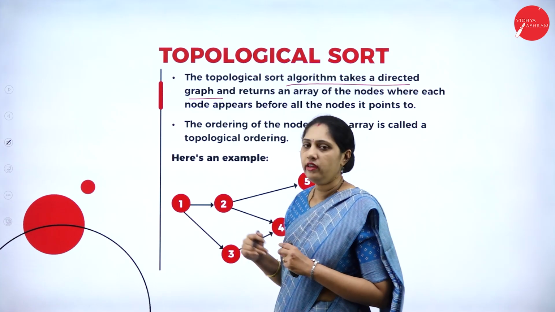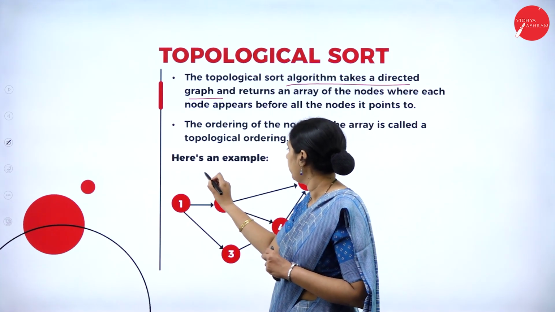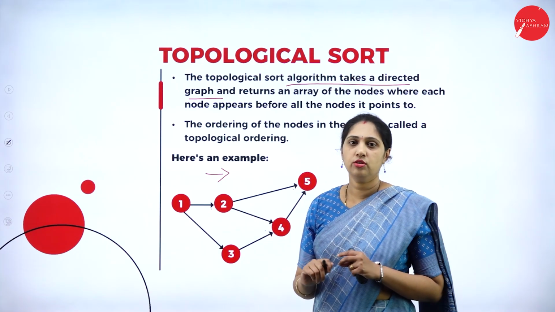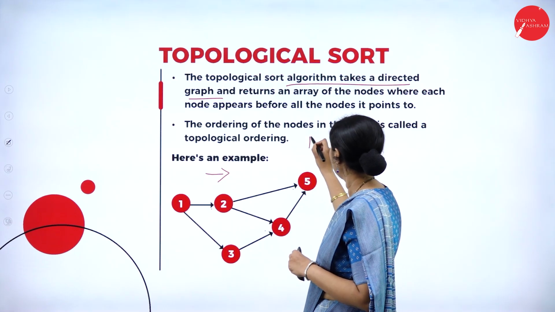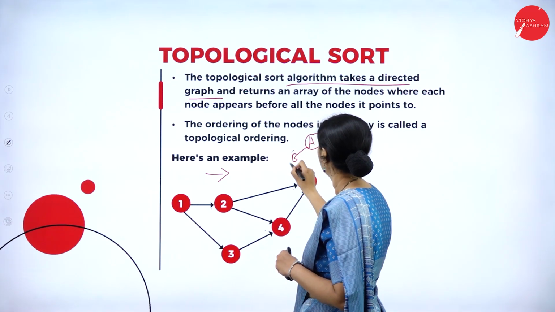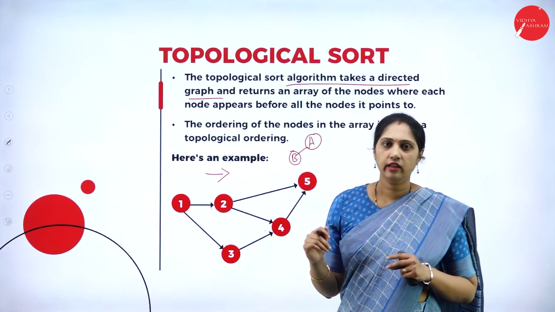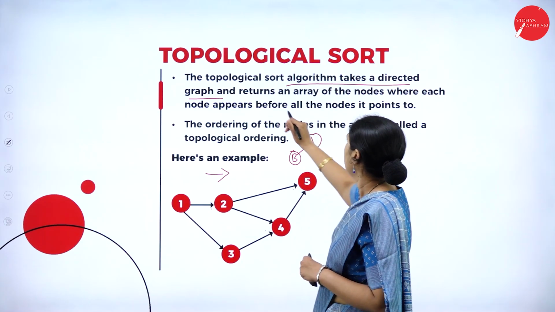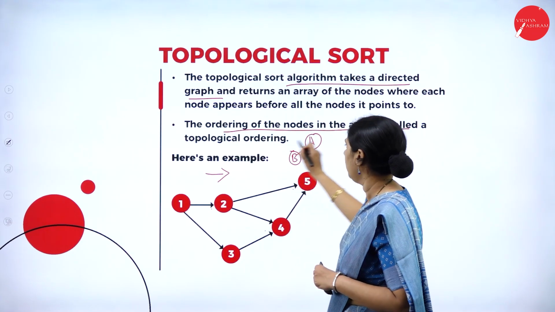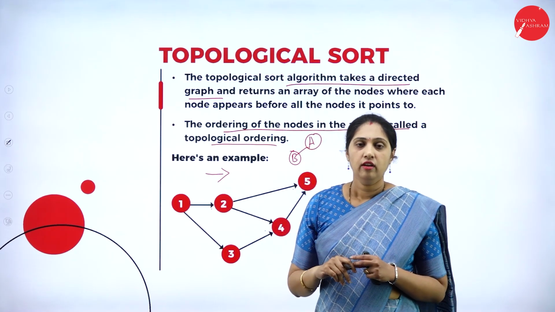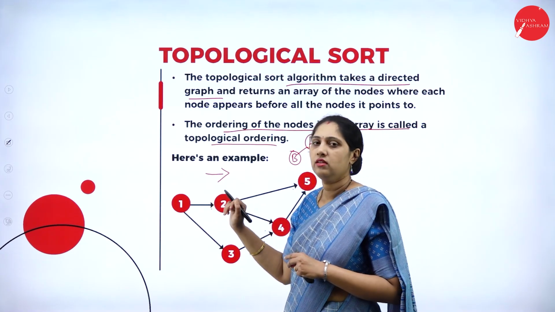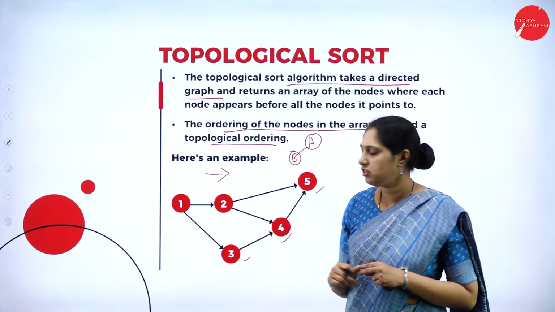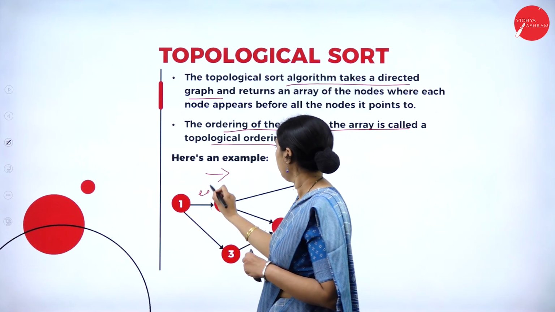Now we have to consider that the graph should be directed. If I draw an arrow mark like this, the arrow mark tells you direction is given. Suppose I draw a line like this with no arrow mark, we say it is undirected. So how do we do this topological sorting? The ordering of the nodes in the array is called topological ordering. We will order the nodes, say 1, 2, 3, 4, 5 are the nodes, or we can say vertices, and the lines which connect them are called edges.